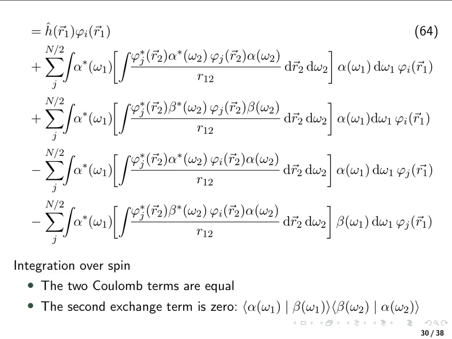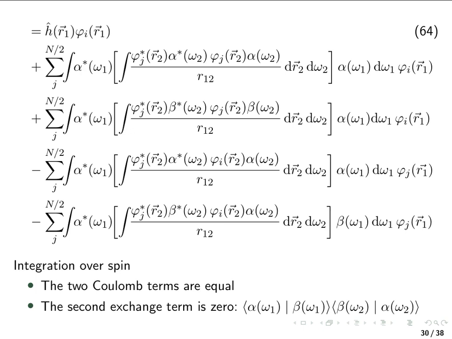Okay, now I can integrate over spin, over the spin of electron 1 and the spin of electron 2. If you look at the first integral, electron 1 has alpha spin here and alpha spin there. None of the functions, apart from the spin functions, depend on spin, so I can just do the spin integration. I integrate over the spin of electron 1 with alpha and alpha. That gives me, of course, 1.